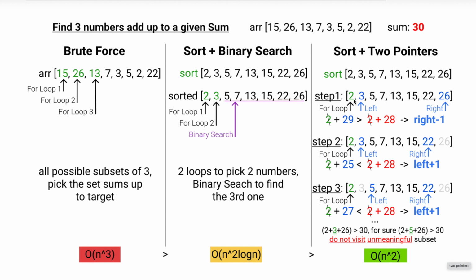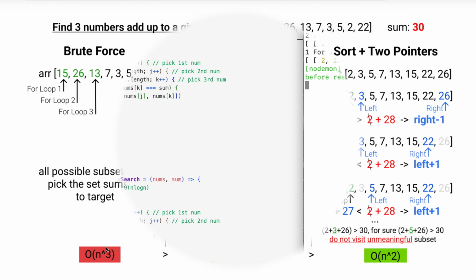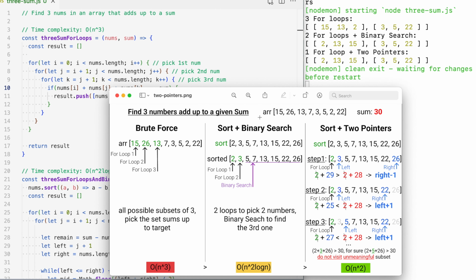And because this array is sorted, the next number after 3 is gonna be bigger than 3, which is 5. So we know for sure that replacing 3 with 5, the sum of the 3 numbers is gonna be still bigger than our target. And that's why we're not visiting it. And a 2 pointers setup will not visit unmeaningful subsets like this. And that's why 2 pointers is more performant than our 2 previous methods. In our case here, the time complexity for 2 pointers is gonna be O(n squared). That is much better than O(n squared log n), and of course well better than O(n to the power of 3).